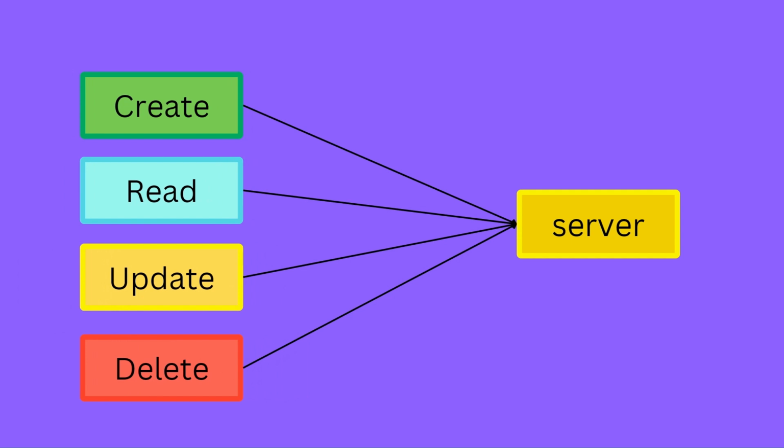To create data, we need a method called post. To make a read operation on the server, we need a get method. To update data, we need a put method. And to delete data on the server, we need a delete method.